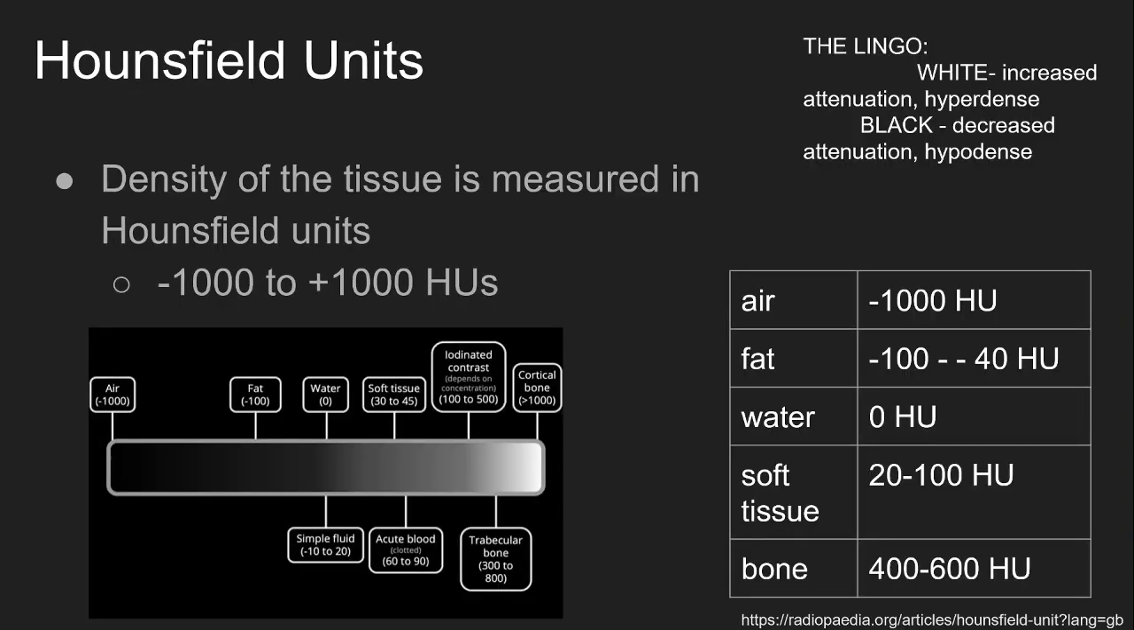When compared to X-rays, CTs have a much broader range of densities between which they can differentiate. Density of tissue in CT is measured in Hounsfield units. Hounsfield units range from -1,000 to +1,000, and different tissue types can be better visualized in different ranges of Hounsfield units, as shown in the chart on the right side of this slide. The greater the number of Hounsfield units, the more white the image will appear. When discussing a CT, the proper words for more white are increased attenuation or hyperdense. Things that are more black have decreased attenuation or are hypodense.